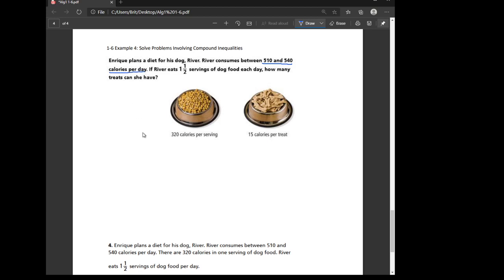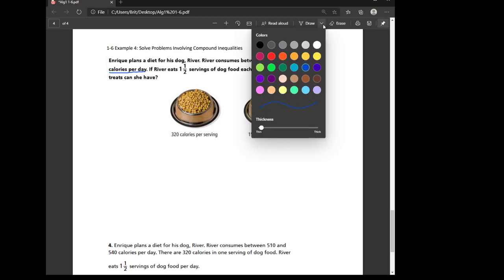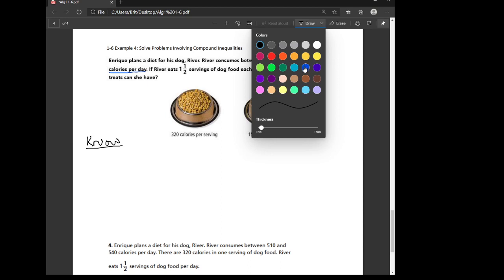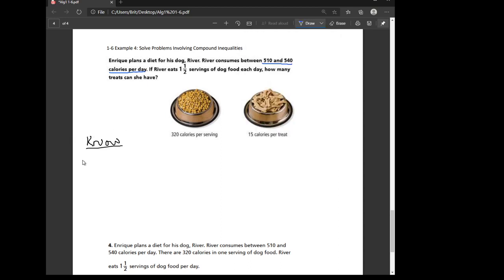Okay, so what I'm going to do is I'm actually just going to create what's called a no-need plan, just to help me organize my information, okay? So, for my no, I'm going to write everything that I know about this problem. So what we just read there is that she needs, it's a girl dog, between 510 and 540 calories total.